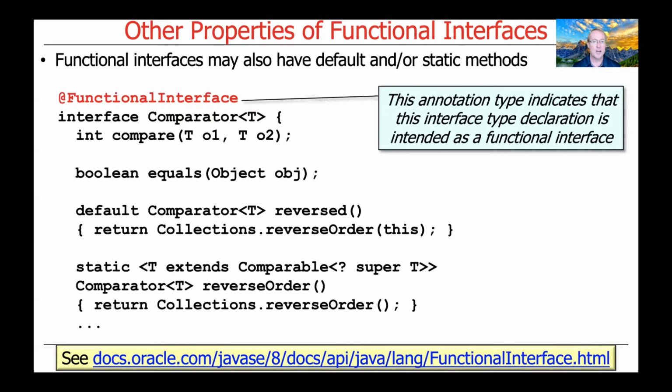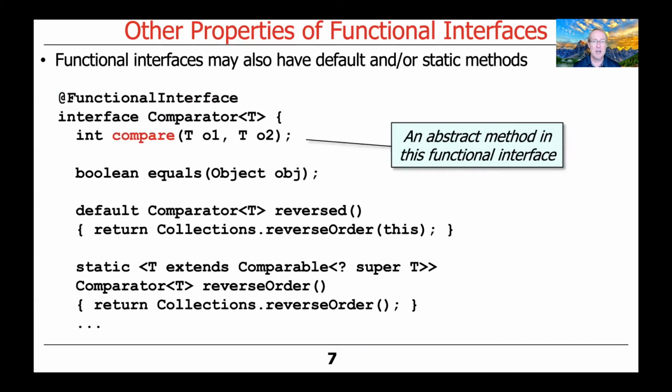We're also going to show here the use of the @FunctionalInterface annotation type tag, which indicates that this interface is intended as a functional interface, just a way of marking it so the compiler can check. Here's the primary abstract method that we have defined, making this a functional interface. This is the compare method. And I use the words primary abstract method for a reason, as you'll see in just a moment.